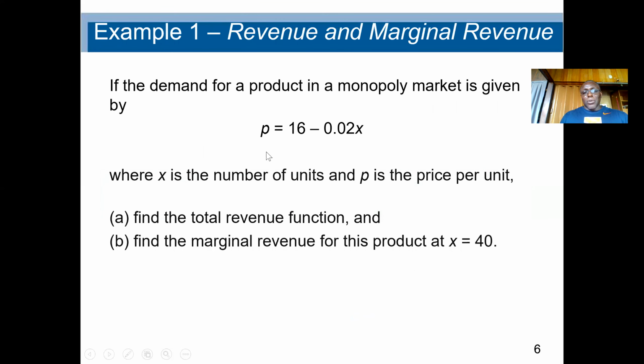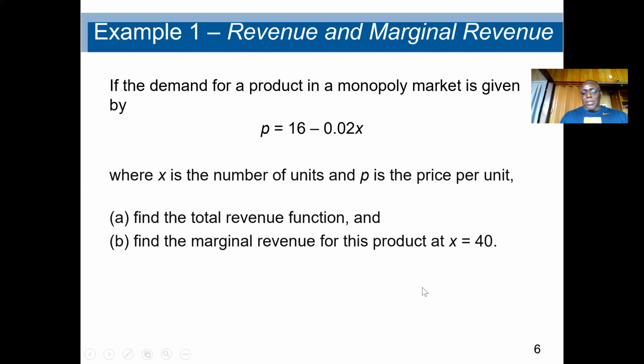So let's see an example, our example 1. Here they said if the demand for a product in a monopoly market is given by P equal to 16 minus 0.02x. So this is our function. That is the demand for a product, P equal to 16 minus 0.02x, where X is the number of units and P is the price per unit.